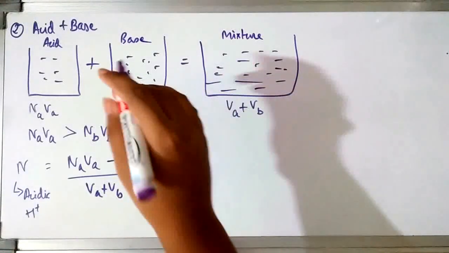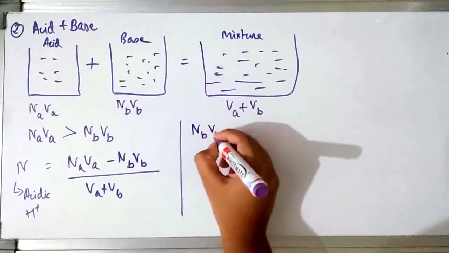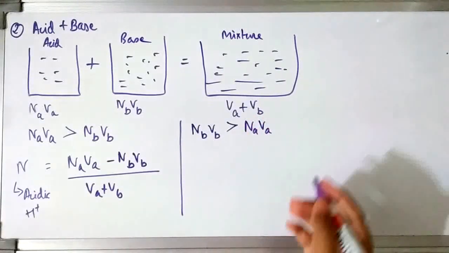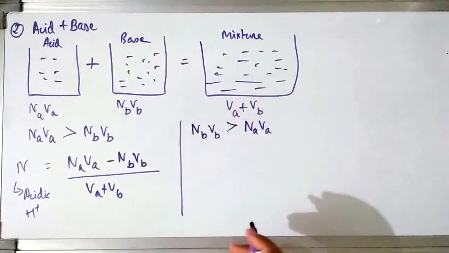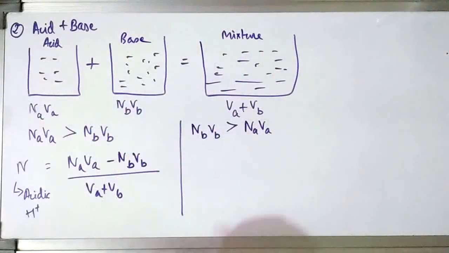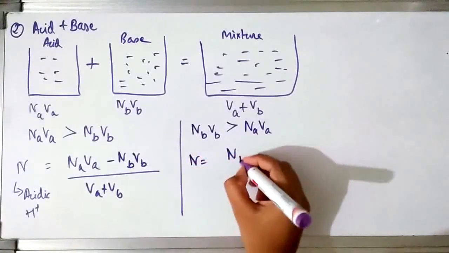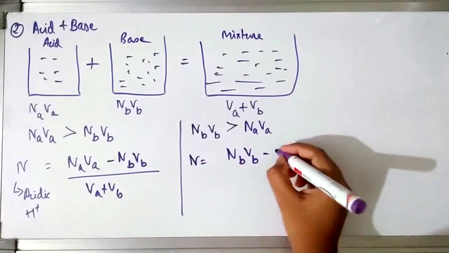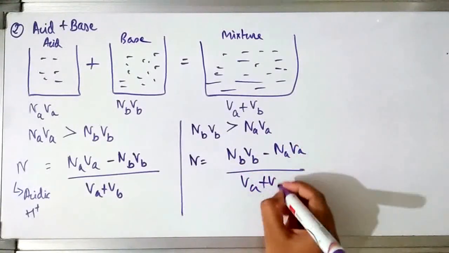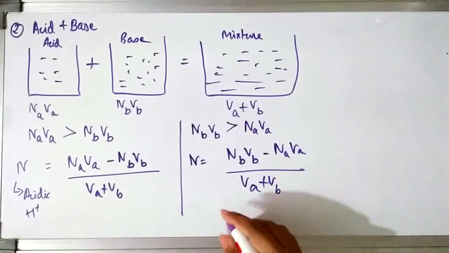Now what if the gram equivalents of the base are more? If the gram equivalents of the base are more than those of the acid, then surely your mixture will be basic. So in that case, the normality will be NbVb minus NaVa by Va plus Vb.